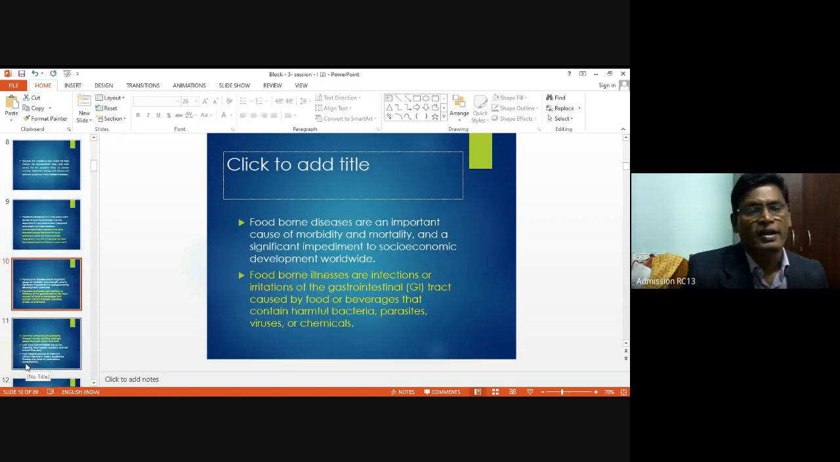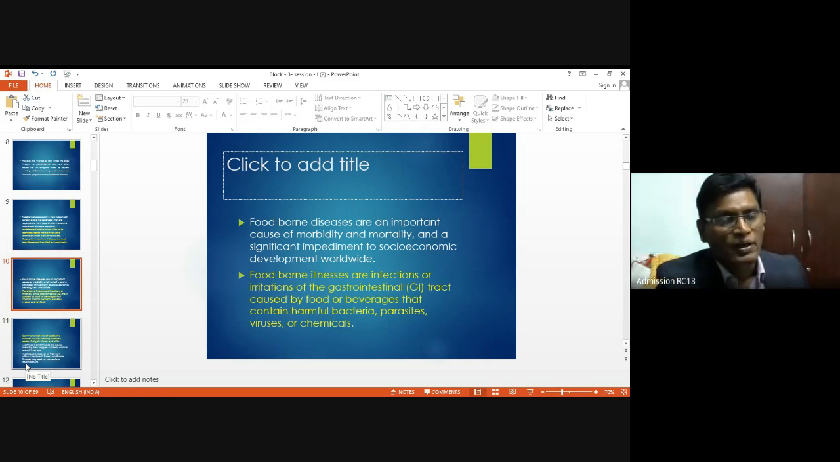Foodborne diseases are an important cause of morbidity and mortality. Morbidity means people may be affected, unable to move properly or carry out their routine activity because of this food poisoning, and we can also see mortality, death, after food poisoning. They are also a significant impediment to socio-economic development worldwide.